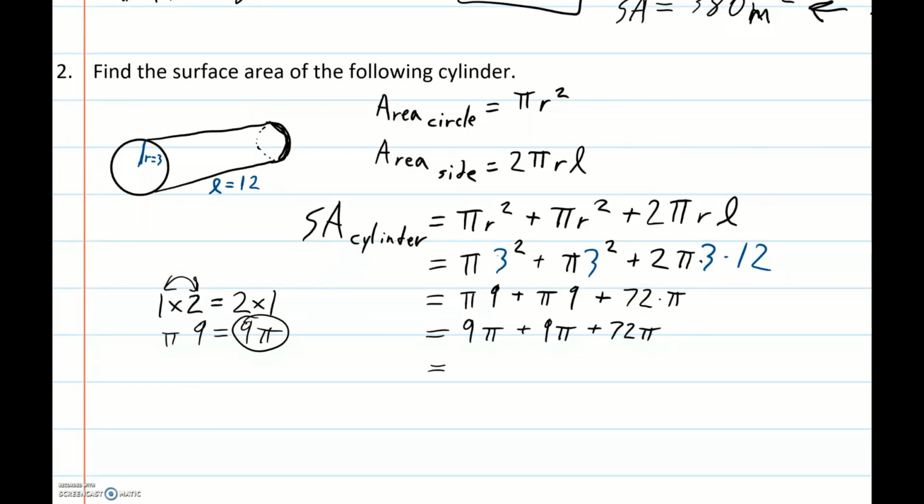And when we have it all the same, we can see that we can just add the front numbers, the coefficients. So 9 plus 9, 18, plus 72, we have 90 pi. And there is the surface area of our cylinder.